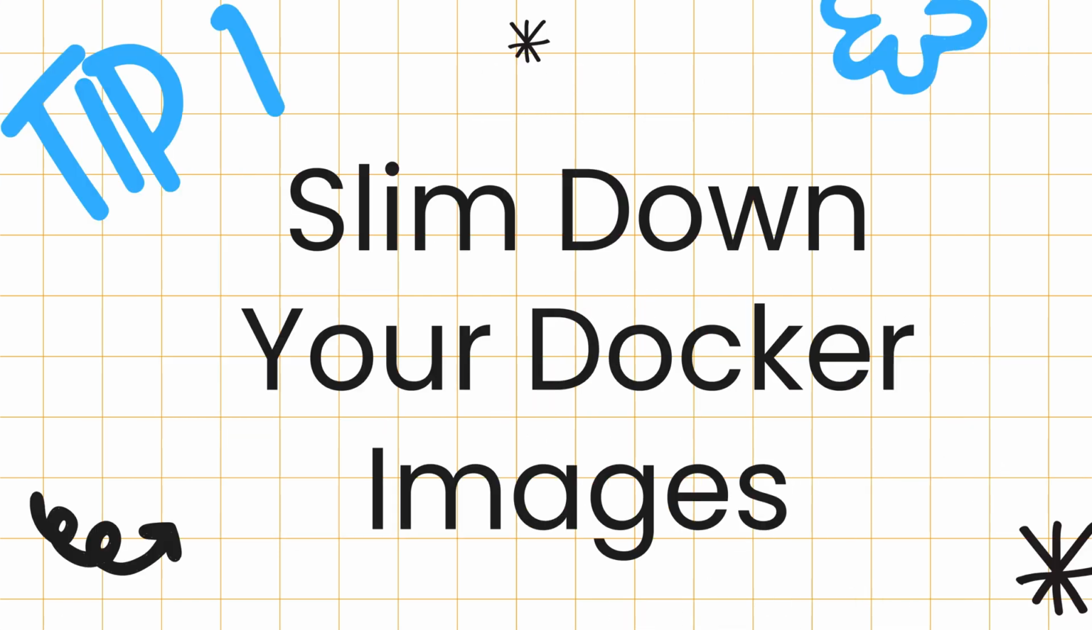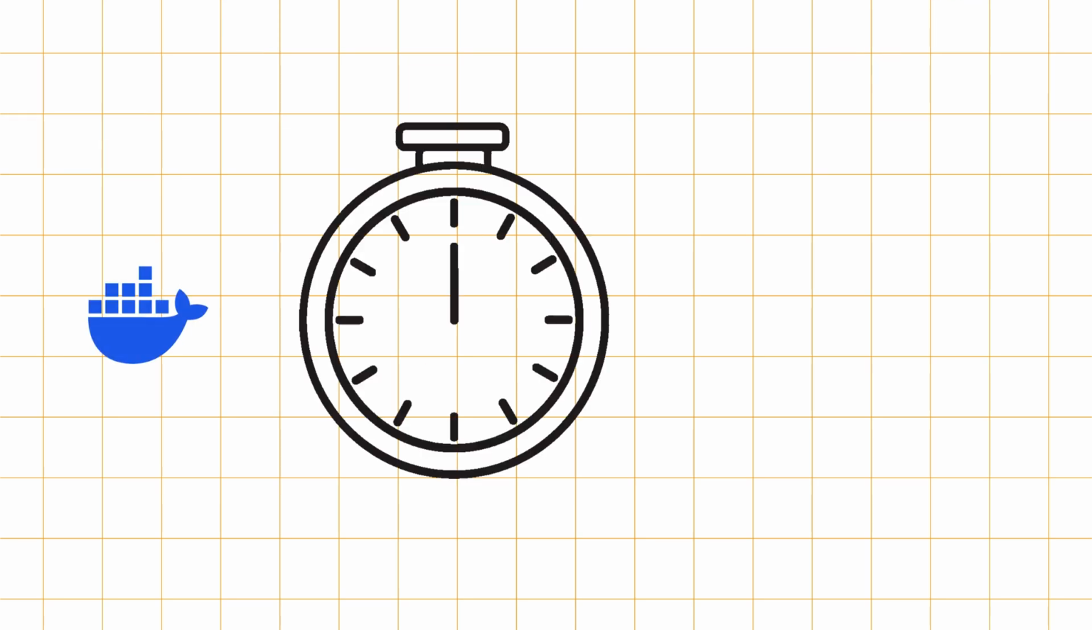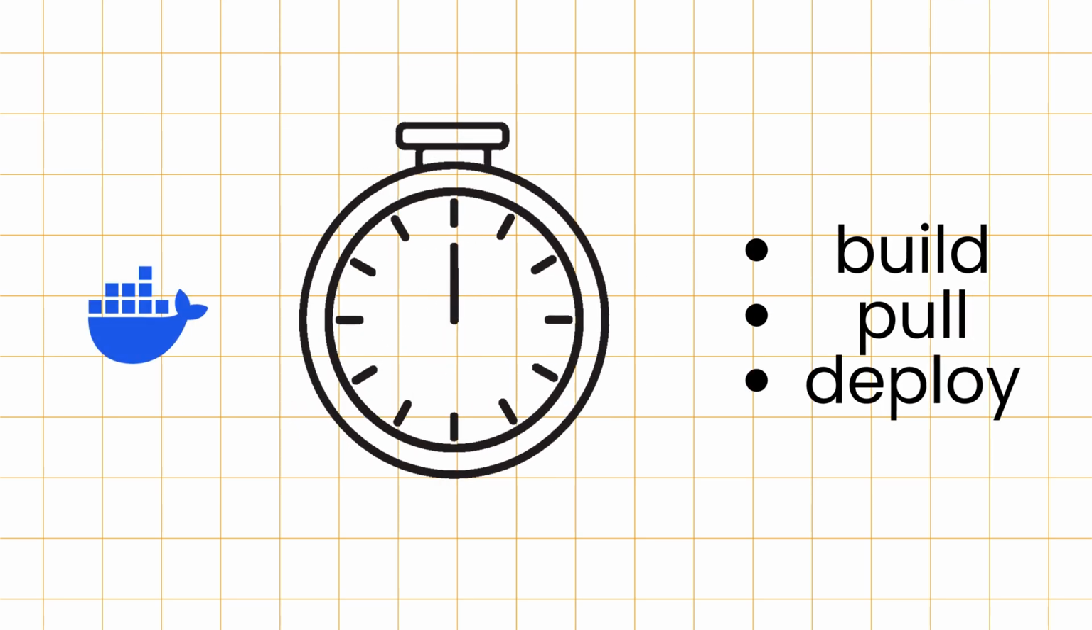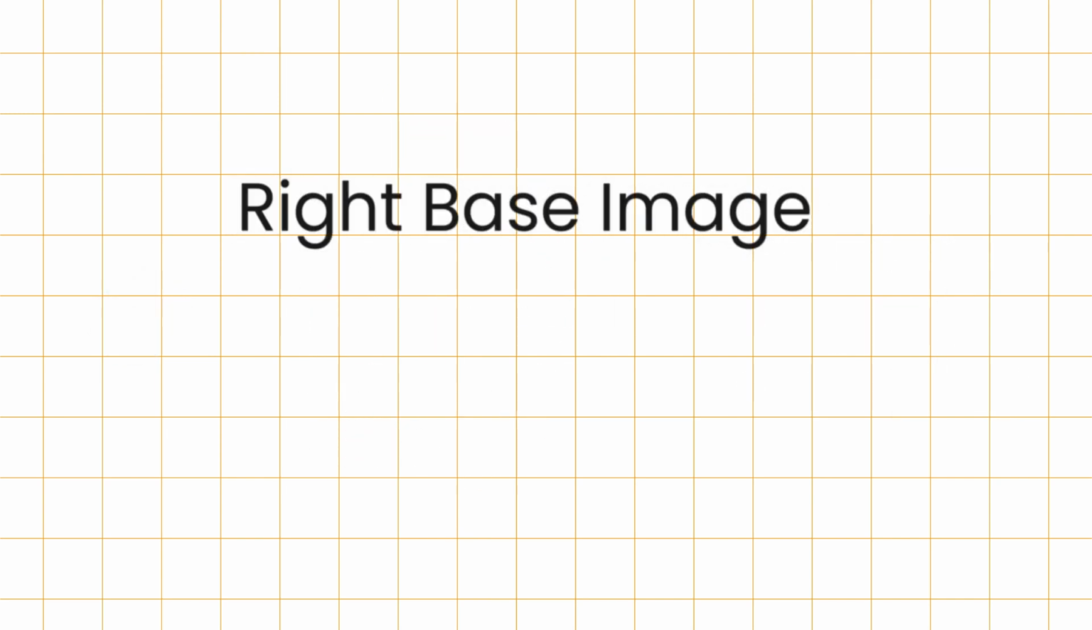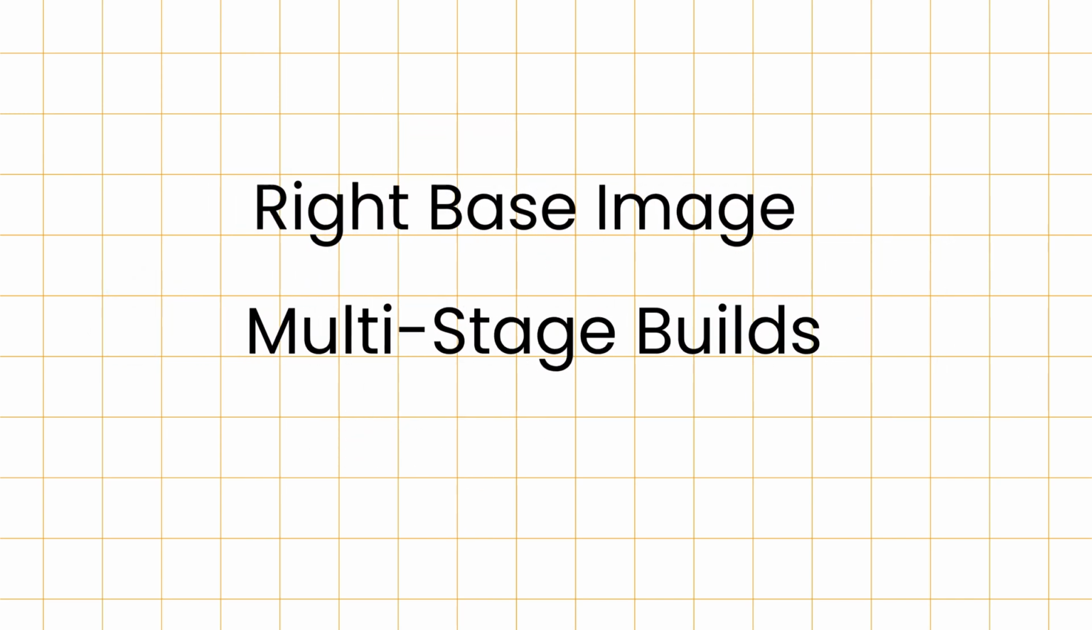Let's start with a game changer. Slim down your Docker images. The smaller your image, the faster your builds, pulls, and deploys. But how do you do it? Well, use the right base image and multi-stage builds.